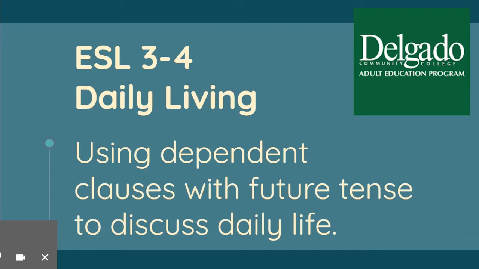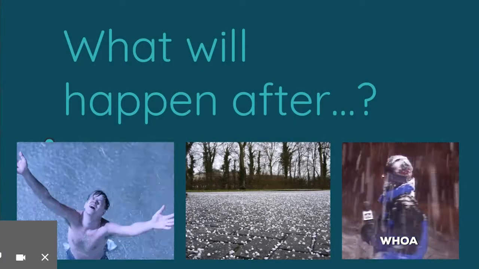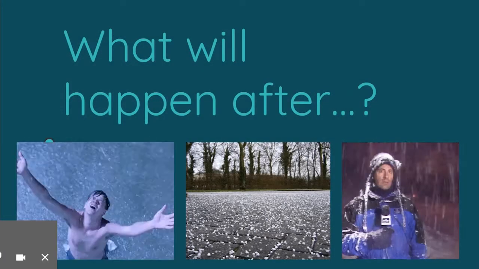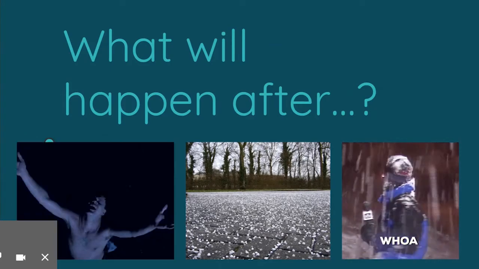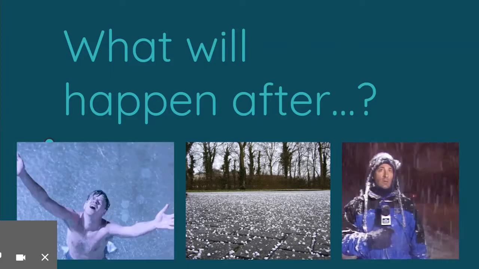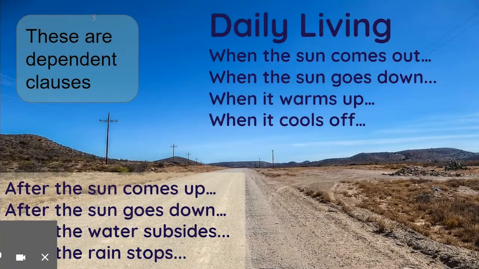This week, we're going to talk about using dependent clauses with future tense to discuss daily life. So maybe what will happen when the rain ends, or the hail stops, or the snow melts is what we'll talk about. So we'll use some sort of time words for this. We're going to also talk about dependent clauses. So here are some dependent clauses.